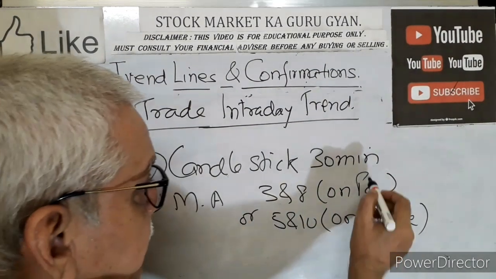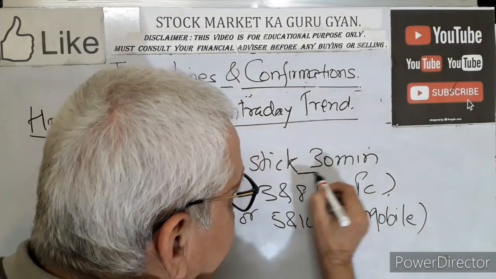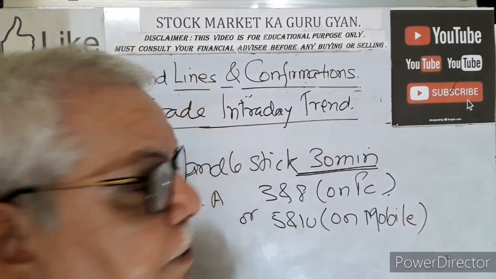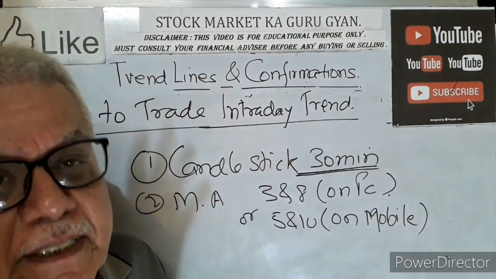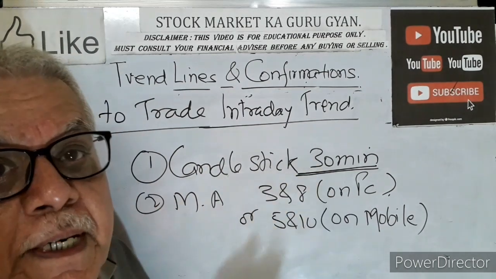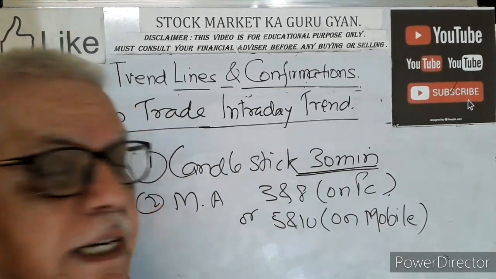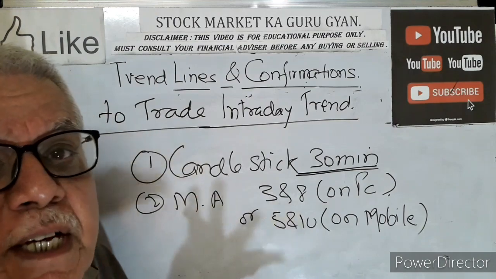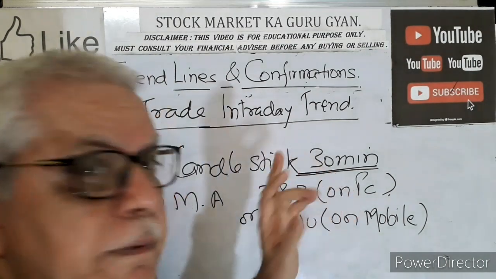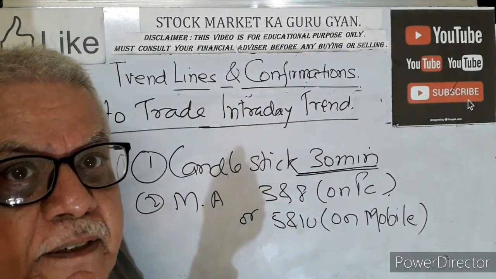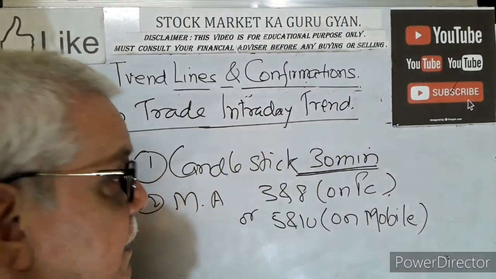Now, the most important thing is that to know a trend, a minimum 30-minute candle is required if you want to trade with the trend lines. Minimum 30-minute candle is required, because 5-minute and 10-minute candles virtually have no standing, they can change any time. A 30-minute candle is a very strong candle. You can take a chance.